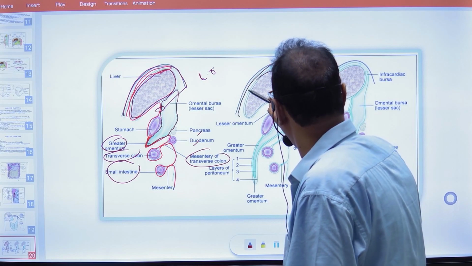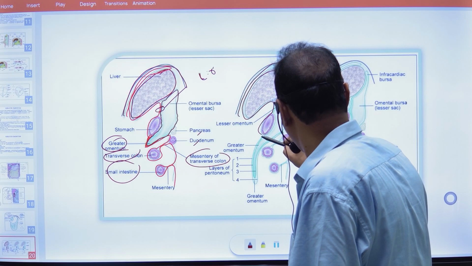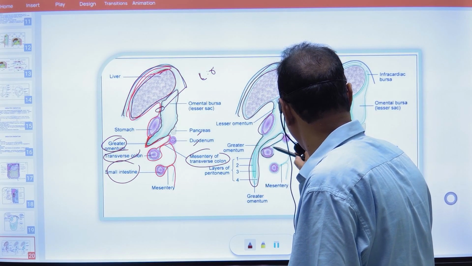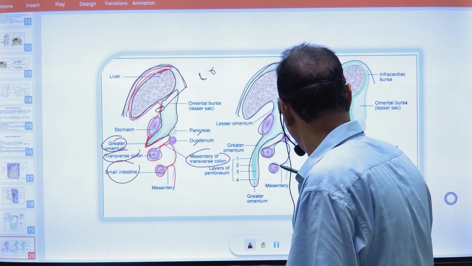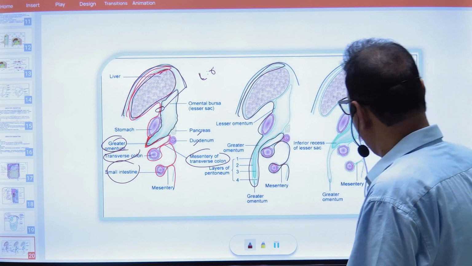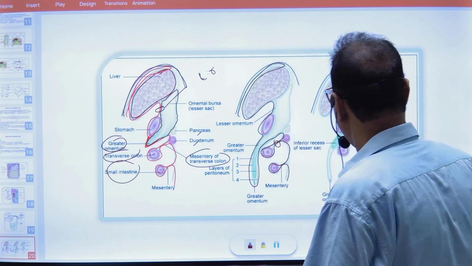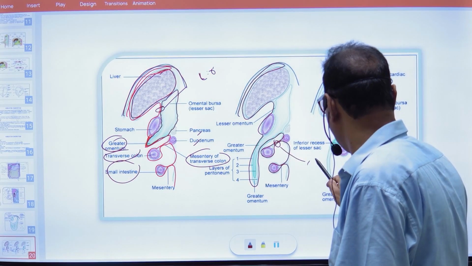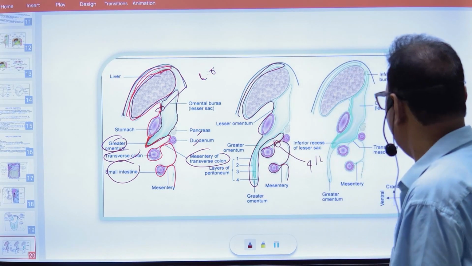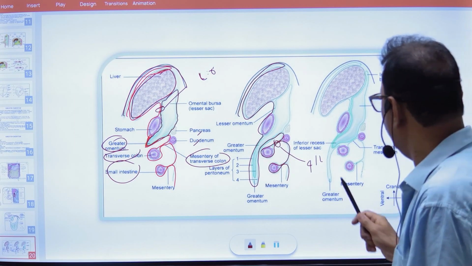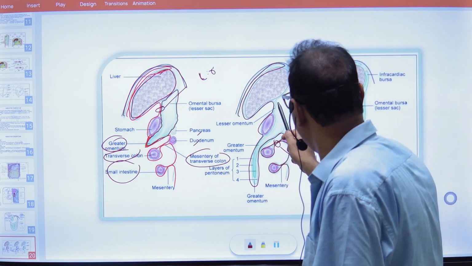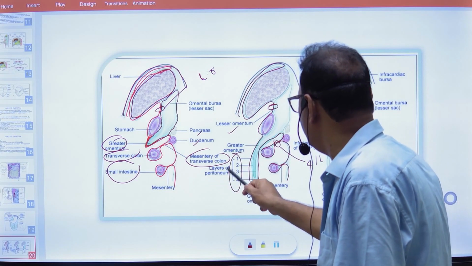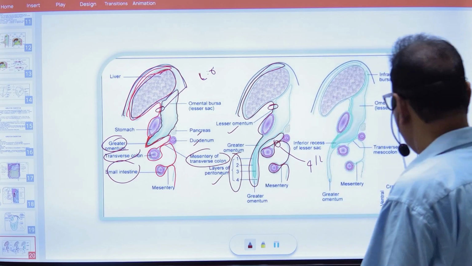Again it is coming from the stomach, going like this. The fourth layer will form the transverse mesocolon. So the transverse mesocolon will be formed by the fourth layer only. The lesser omentum will be formed by the first and the second layer, and the greater omentum will be formed by the first layer, second layer, and fourth layer. And these all will form the mesentery.